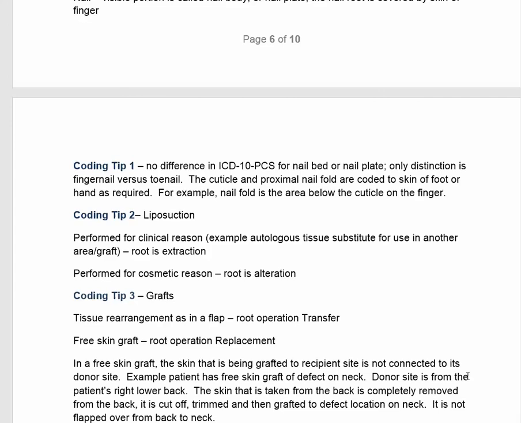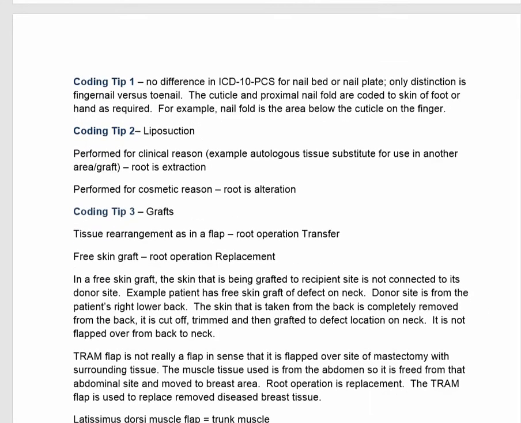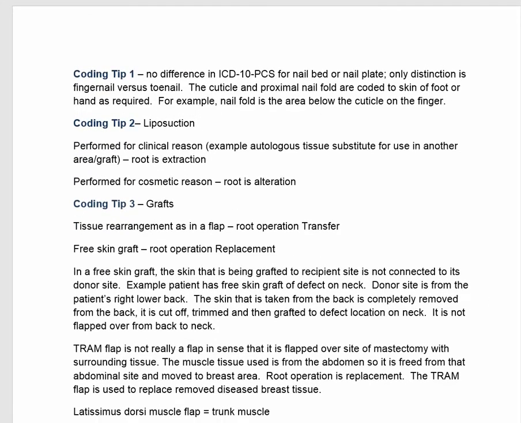The other root operation that's very common related to skin is grafting, skin grafting. So you have to understand what that means. There's different kinds of skin graft. In your textbook, they specifically mention a free skin graft. In a free skin graft, they're taking skin from typically one area of the patient, maybe their back, and putting it somewhere else, on their arm or their face. They have to remove that entire piece of skin from the patient's back and move it to another location.